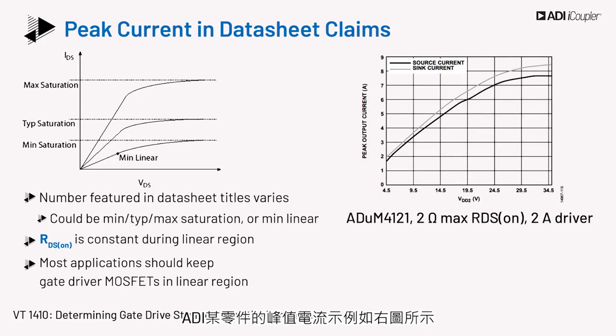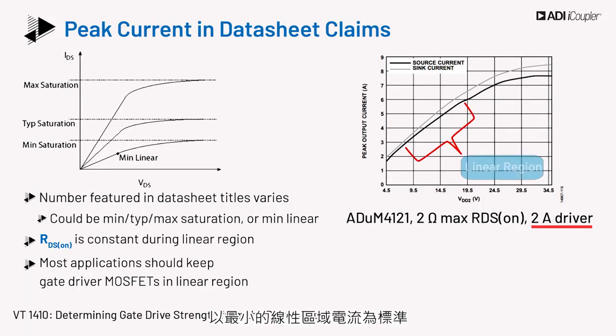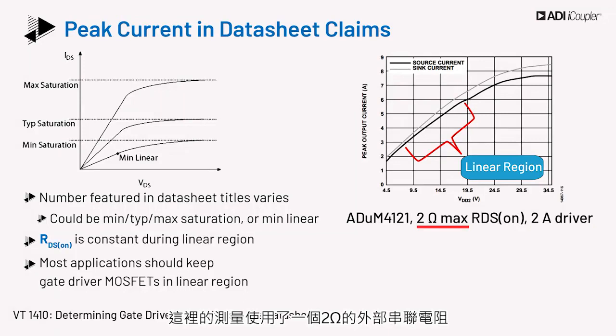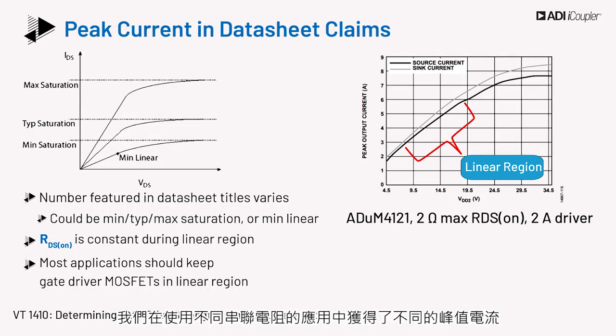The example peak current of one of ADI's parts is shown in the figure to the right. This part is rated as a 2-amp driver, since the way ADI rates gate drivers is with the minimum linear region current. For this measurement, an external series resistor of 2 ohms is used. This is in line with how the part will be used in the application. We obtain a different peak current in an application with a different series resistor.